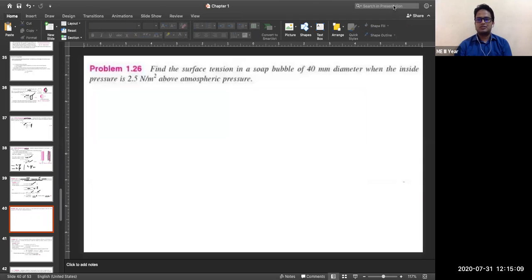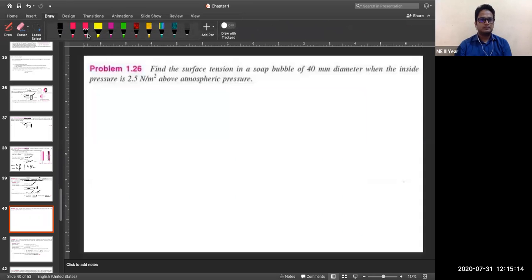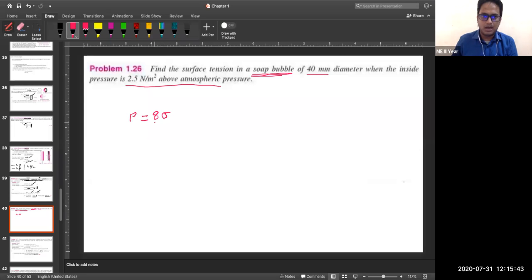Yes. So this is the next problem. All of you note down the problem. Find the surface tension of a soap bubble. Okay, so it is a hollow soap bubble. Diameter is given, 40 mm, when the inside pressure is 2.5 Newton per meter square above atmospheric pressure. So it is so simple. You have to use that formula, P equals, this is a soap bubble, so 8 sigma divided by D.